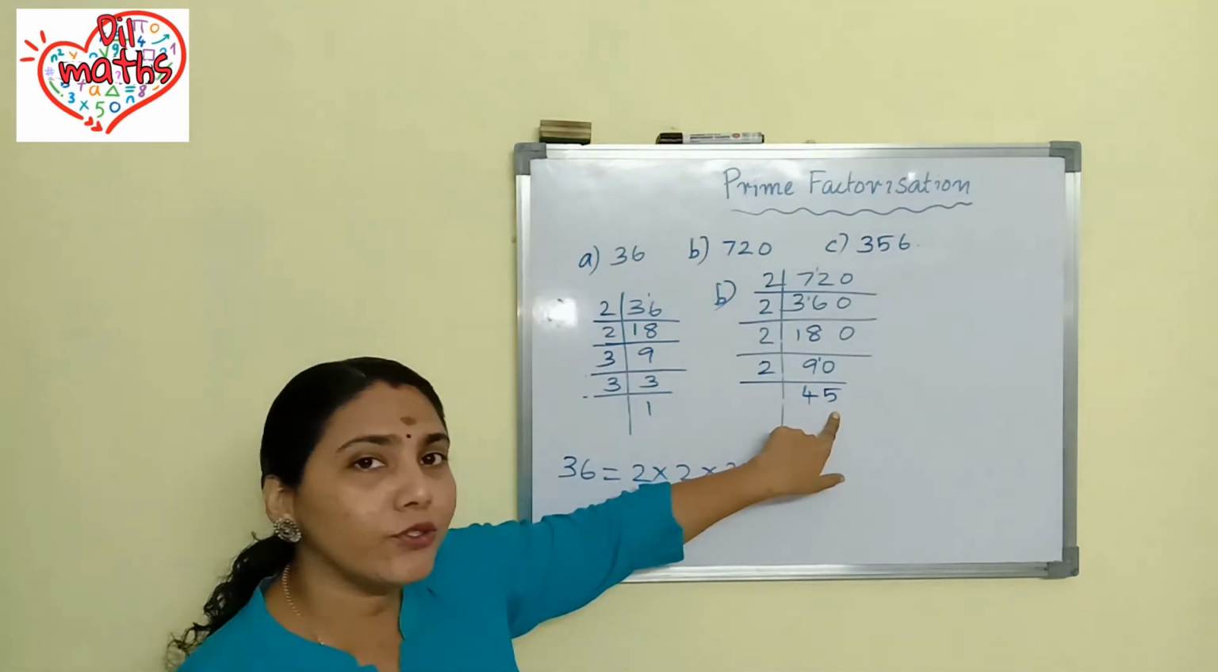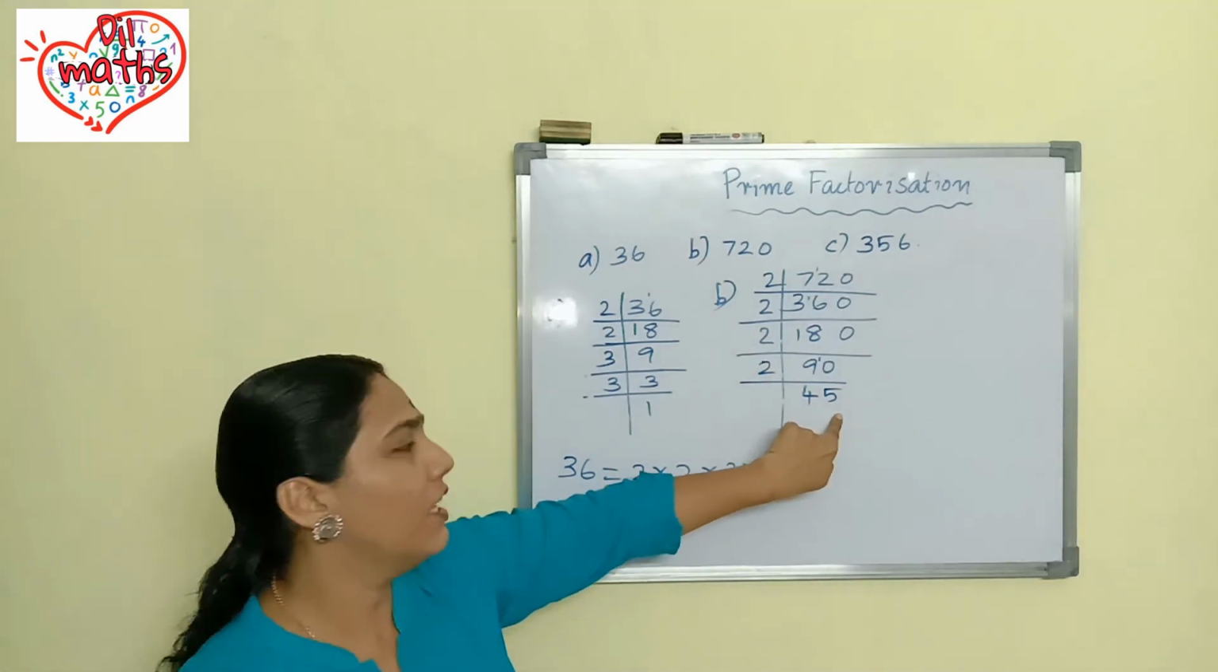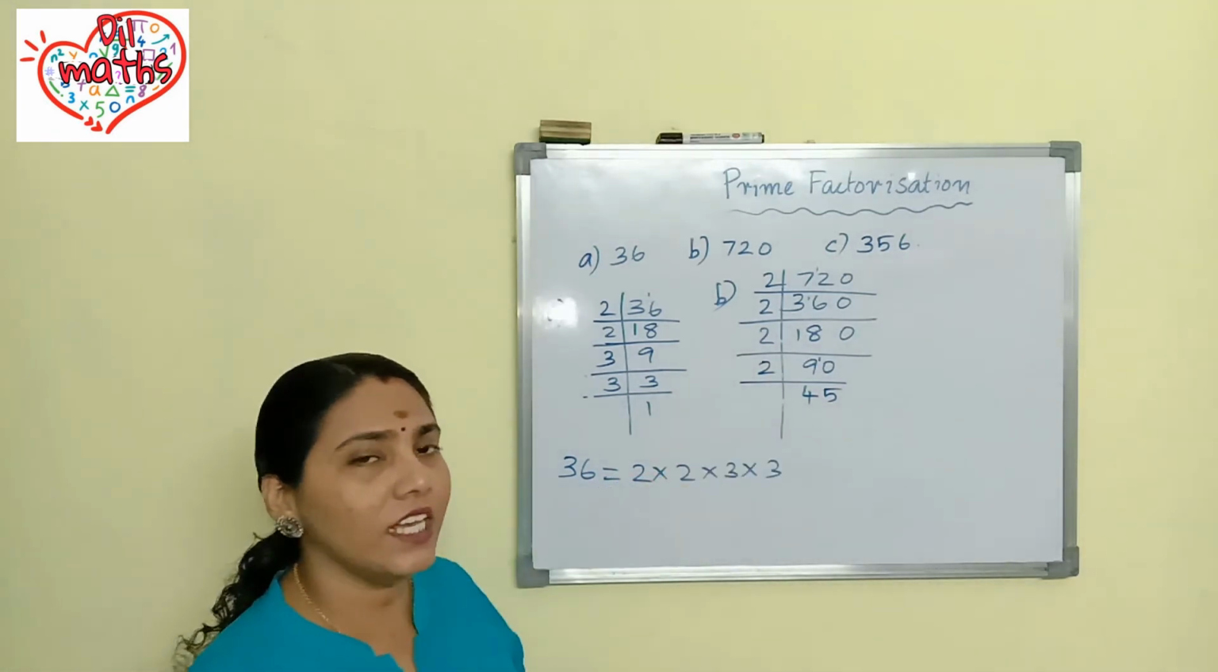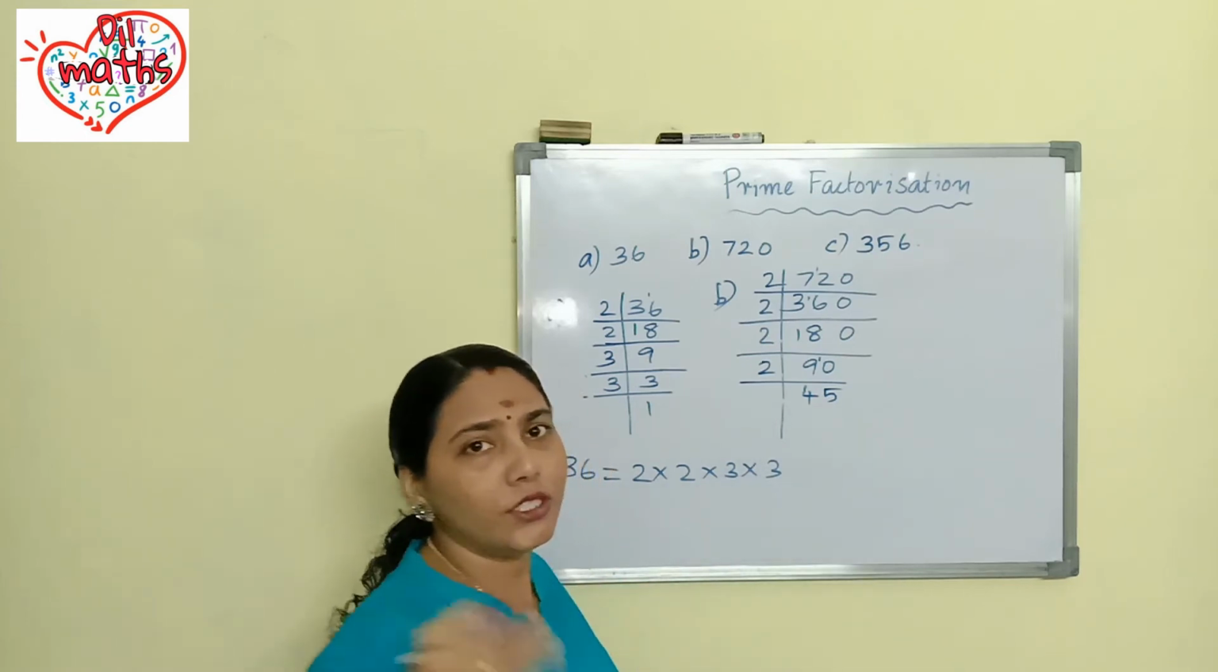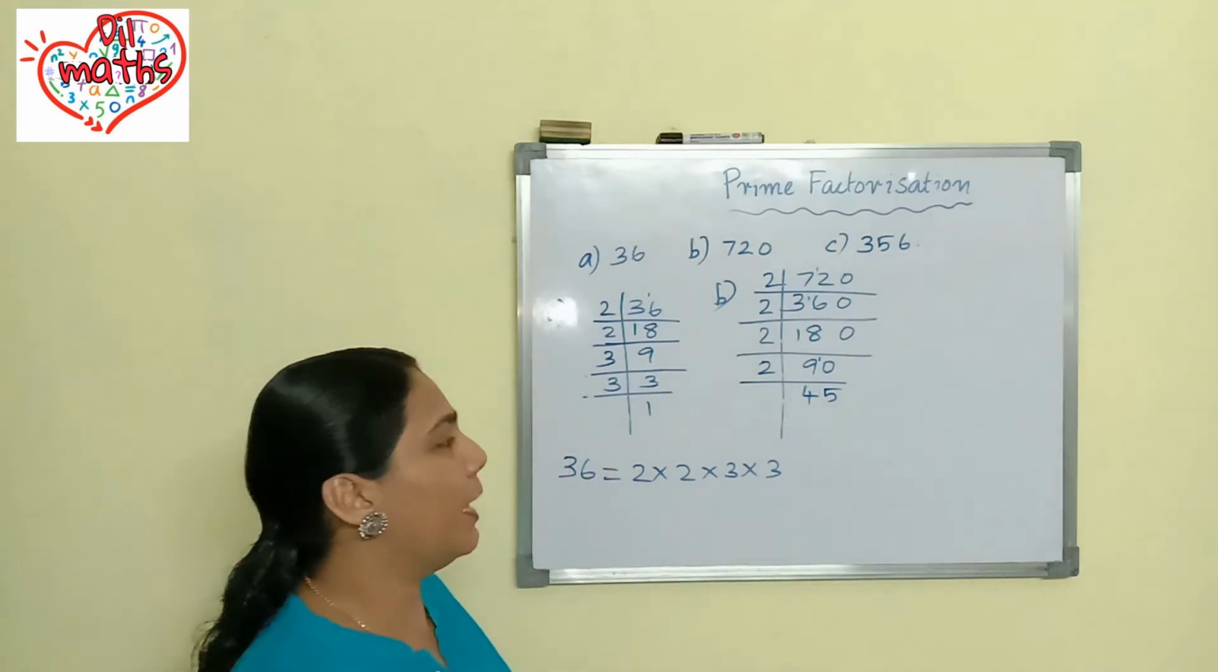So from here you can check whether it is divisible by 3. It is not divisible by 2. Why? Because in the ones place 5 is given. Whether it is divisible by 3, how will you check? We have to add the digits. 4 plus 5 is what? 9. So the sum is divisible by 3.